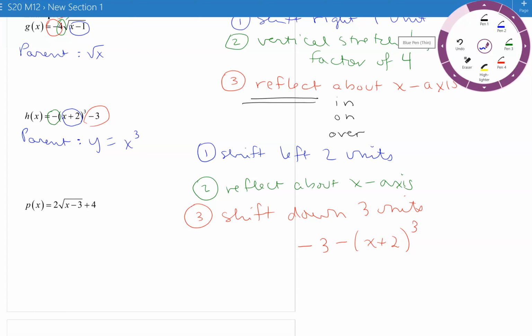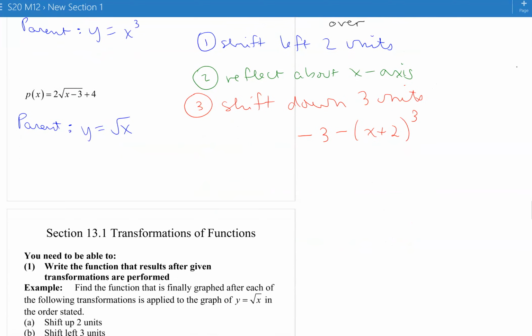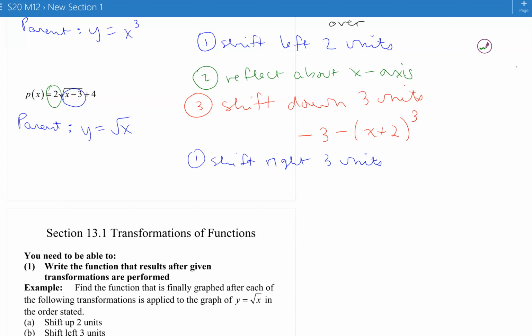Okay, let's look at one more example. And again, we have the parent graph of the square root. And the first thing that's happening is x minus 3. So that's going to shift our graph to the right 3 units. And then we see that after the square rooting function happens, there's a multiplier of 2. So that's going to be a vertical stretch by a factor of 2.